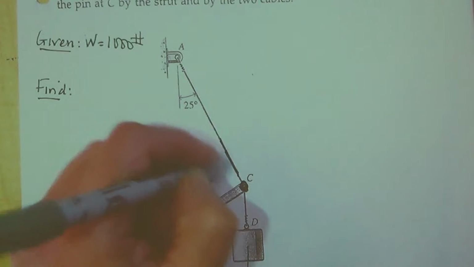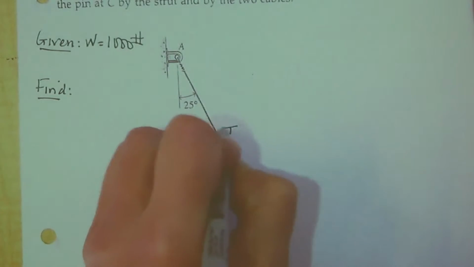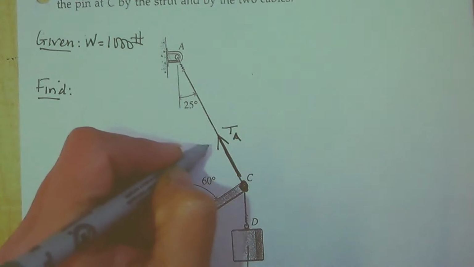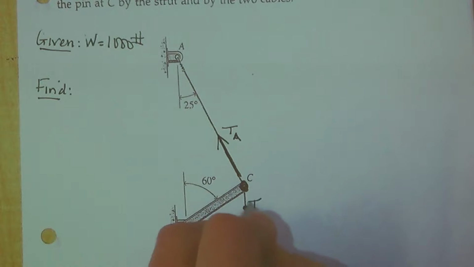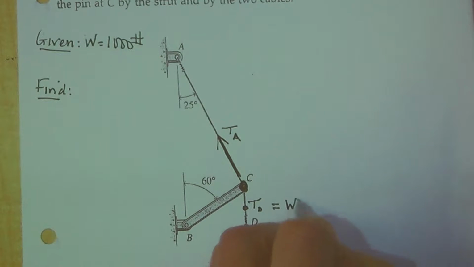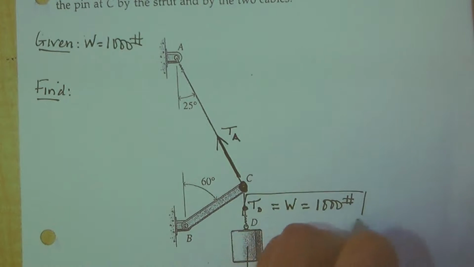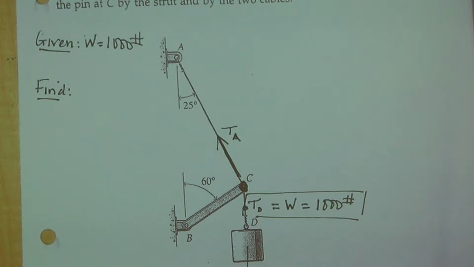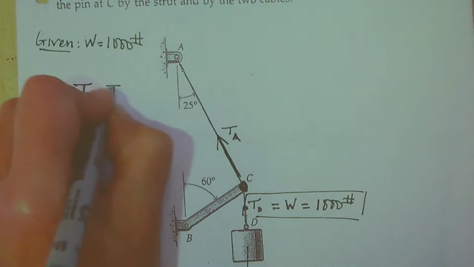So, what do you want to call the tension? You want to call it TA? Sure. And then what do you want to call this one? TD maybe? But what do we know TD is going to be equal to? The weight, which is 1,000 pounds. So we already solved that part. But they wanted us to find TA.